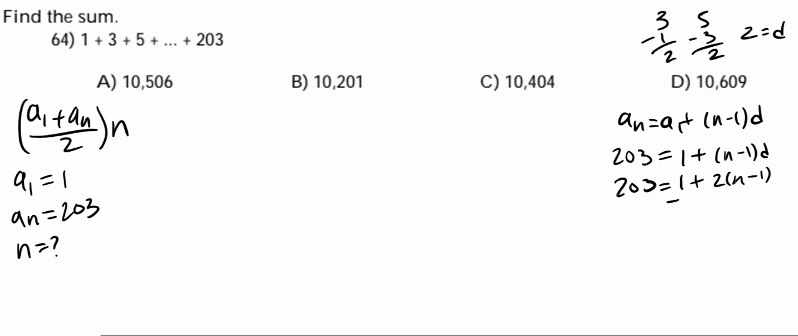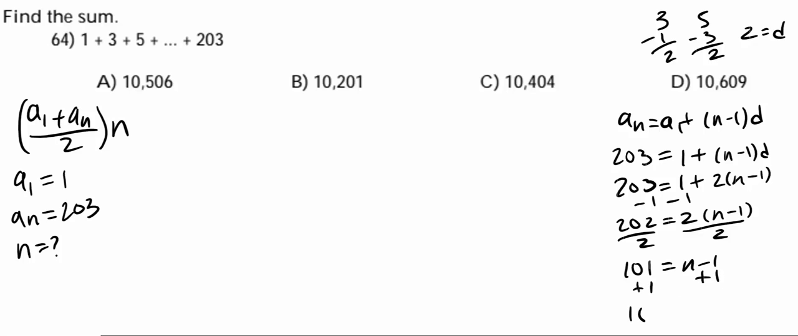Let's go ahead and subtract 1 from both sides. So now we have 202 equals 2 times n minus 1. Divide both sides by 2 to get rid of 2. We have 101 equals n minus 1. Add 1 to both sides, and we have 102 equals n.